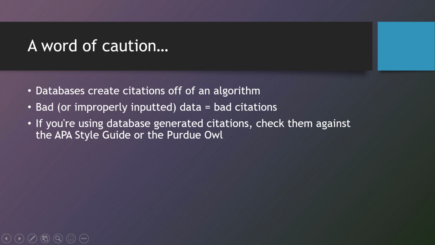So, if you're going to use these citations in an assignment you expect to be graded, take a moment to review them against the Purdue OWL or the APA style guide to ensure that they are formatted correctly. The cost of getting downgraded on citations outweighs the benefit of quick and easy citations from the database.